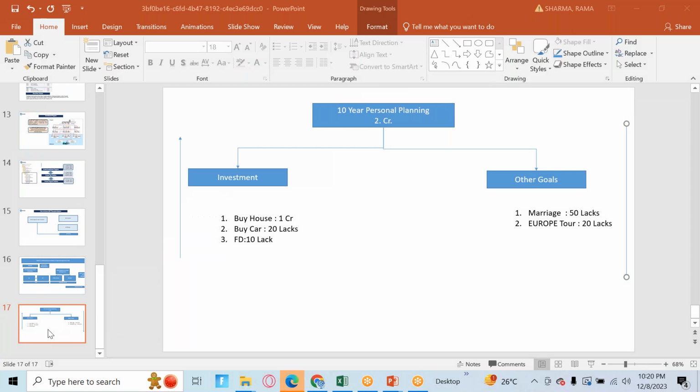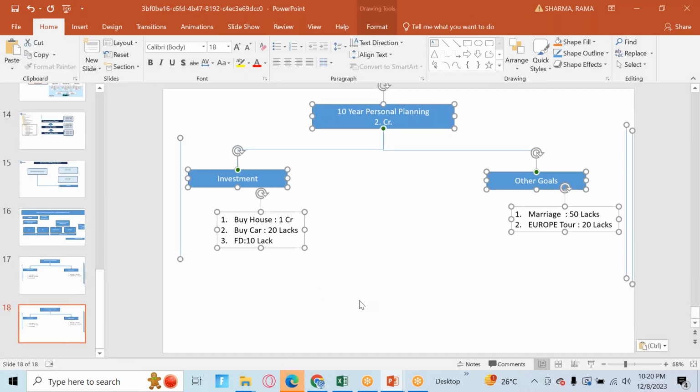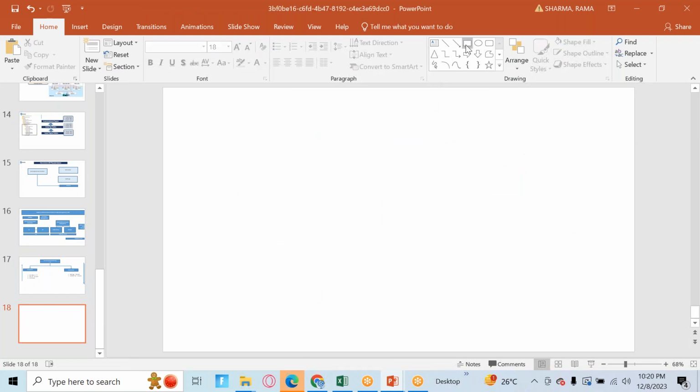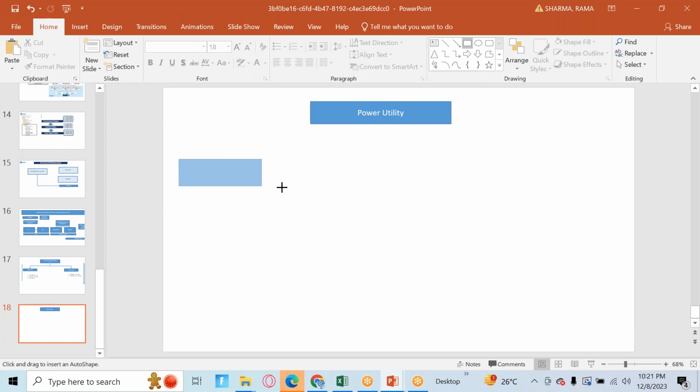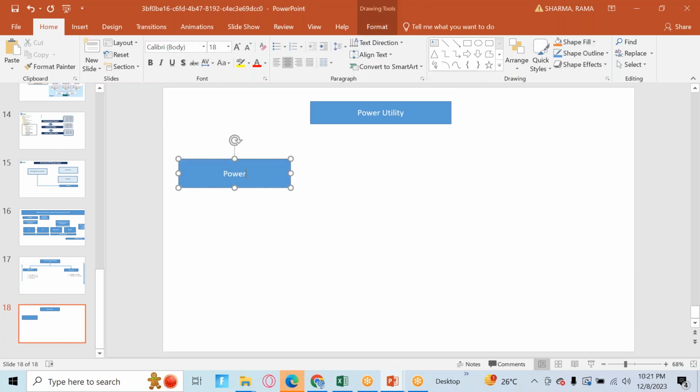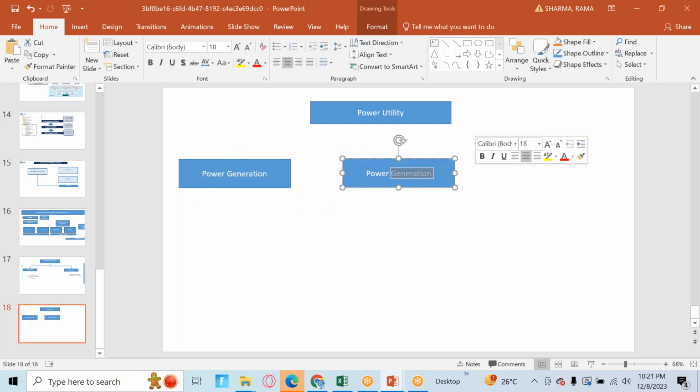Let's say this is one utility company. Here it is a power utility, and this company has three different business lines. One is power generation, second is power transmission, and third is power distribution.